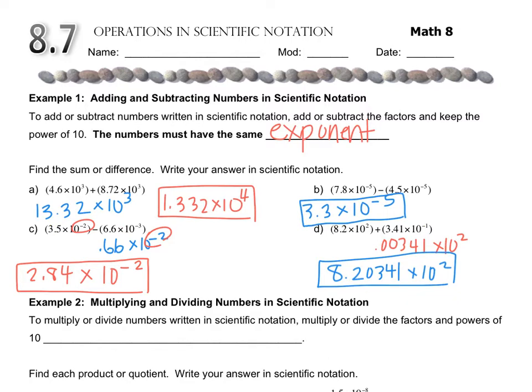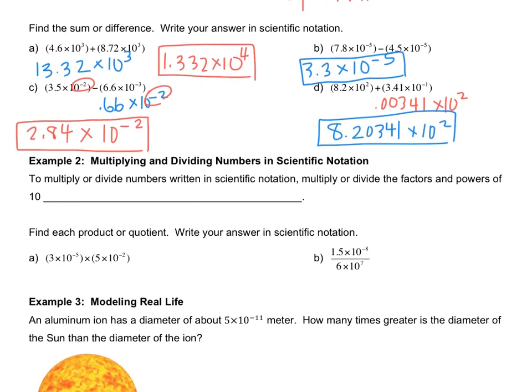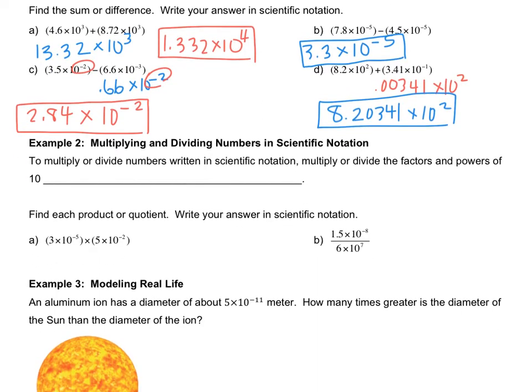Now, the good thing about multiplying and dividing is you don't have to worry about changing any exponents. You just do the rule. So what you do is you just multiply or divide the numbers, and then you also use your MAD SPAM rule to do the powers of 10, right? If you're multiplying, you'll add the exponents. If you're dividing, you'll subtract.